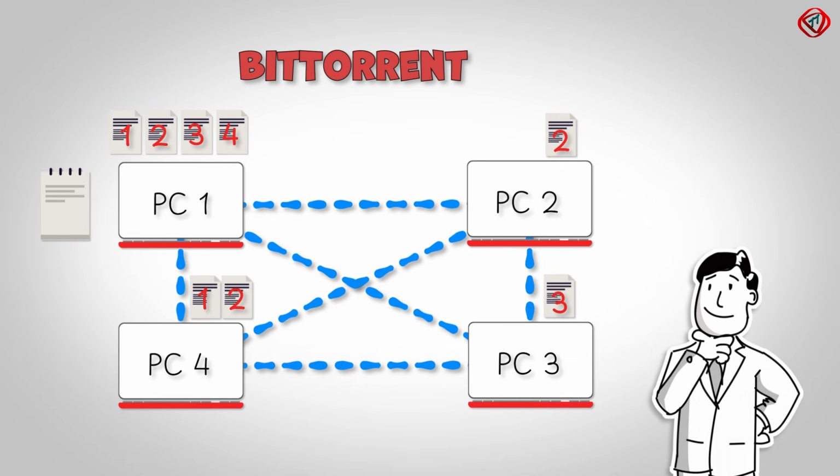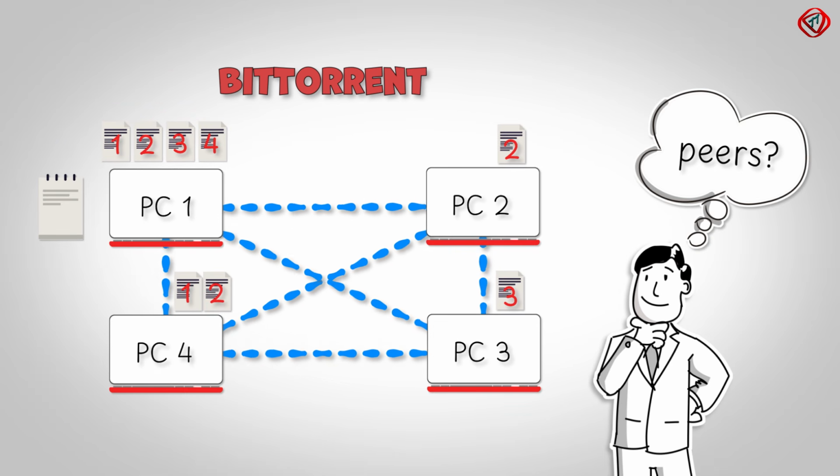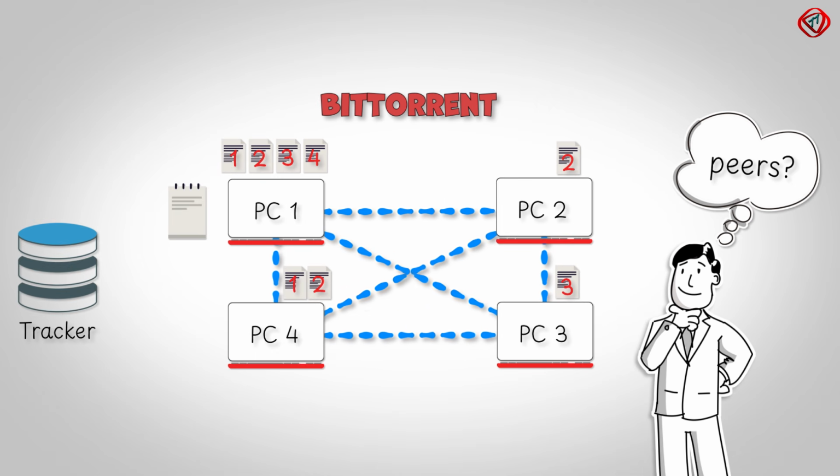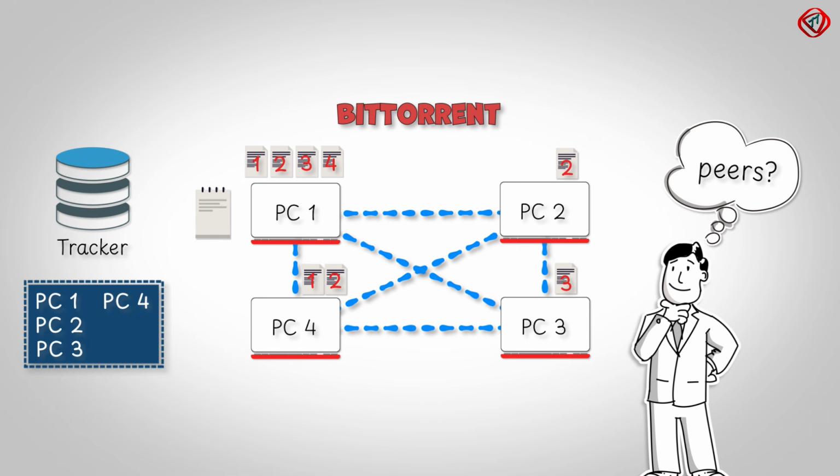Now, you might wonder, how do you find other peers? That's where something called a tracker comes in. A tracker is like a coordinator. It keeps a list of active peers and helps new users connect to others.